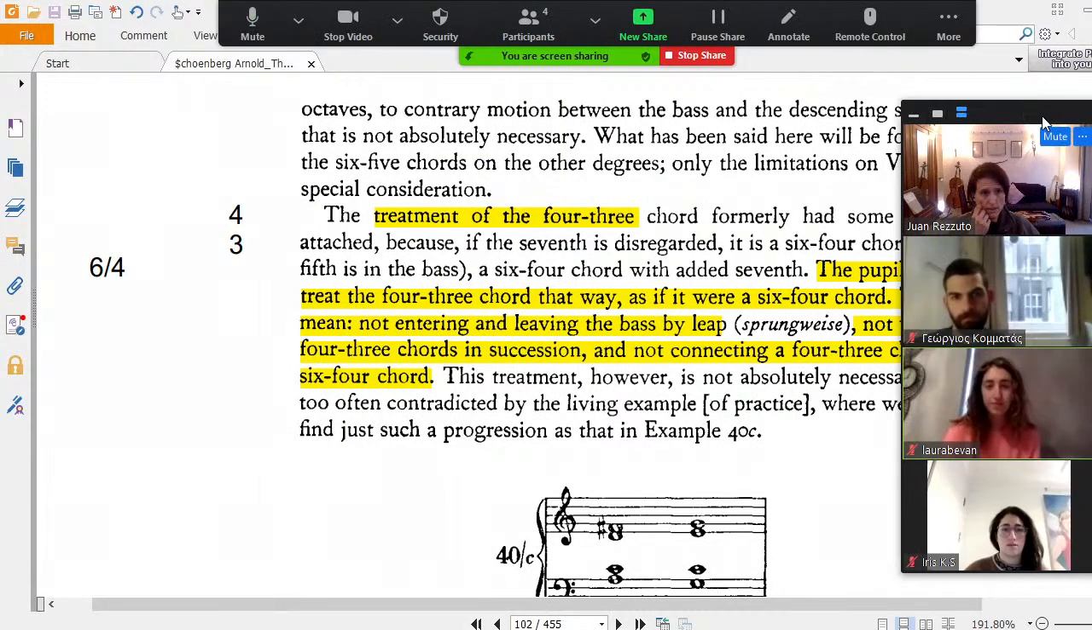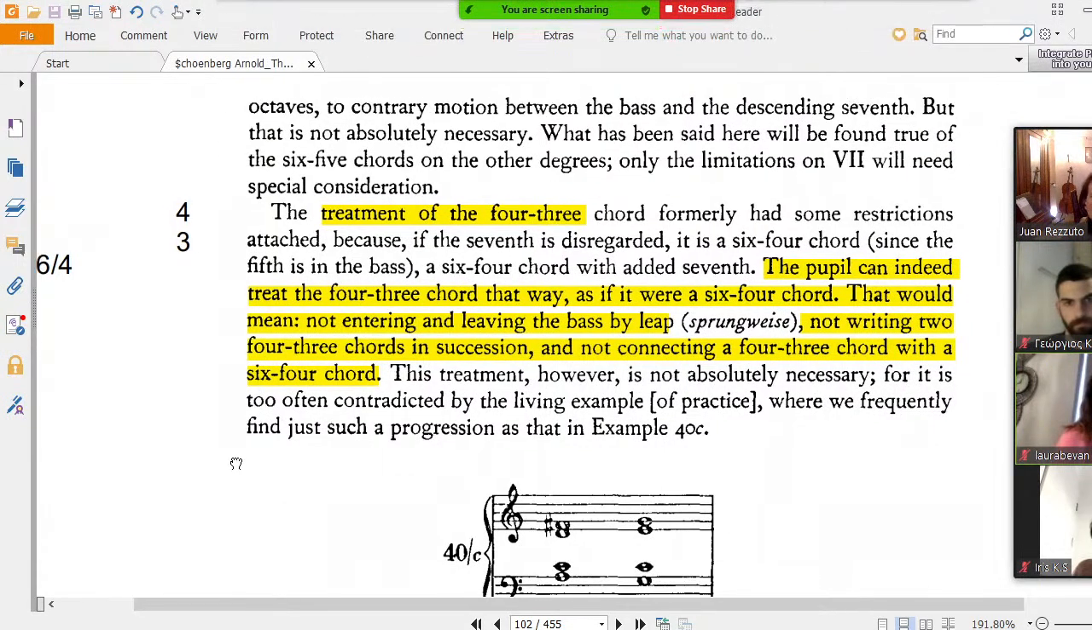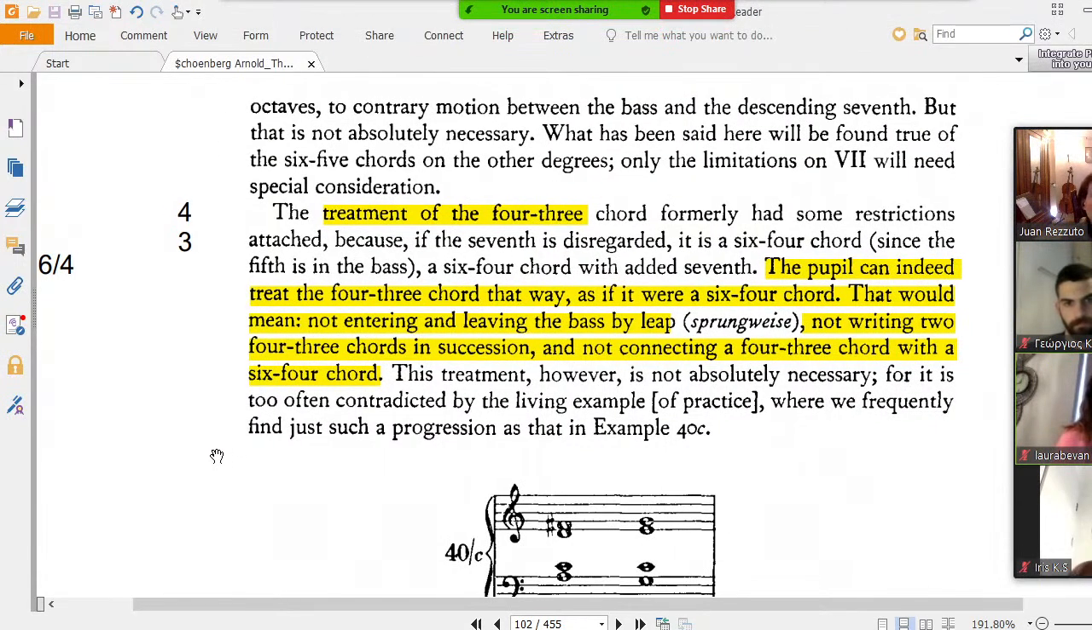Okay, so we're going to be seeing specific cases. It's a very short end of the chapter. Now the treatment of the 4/3, which inversion is this? Second inversion. Amazing, very good.